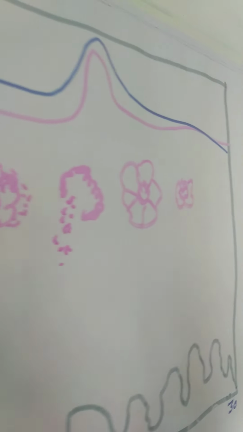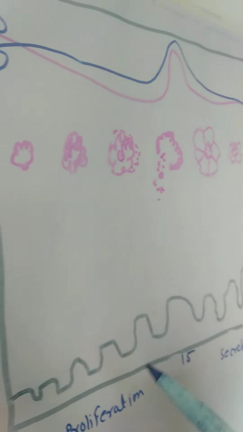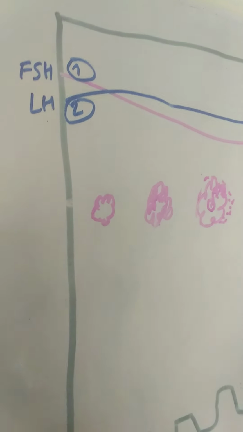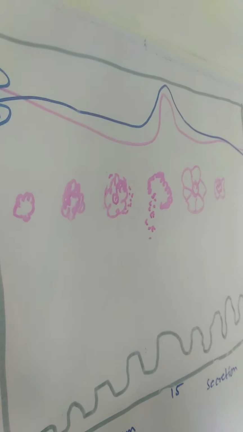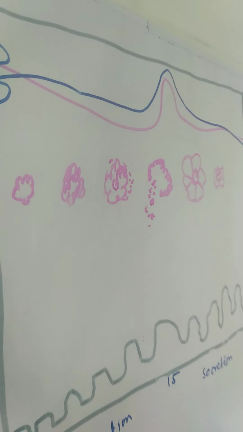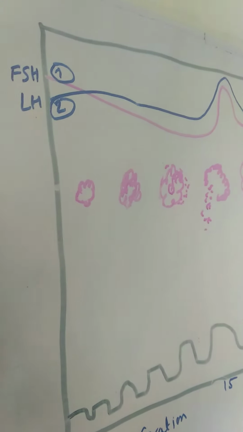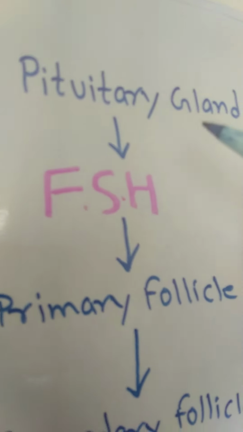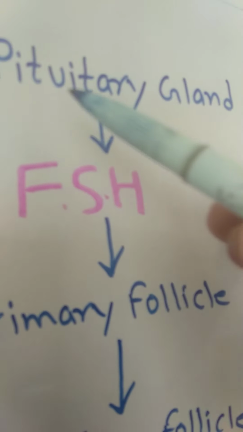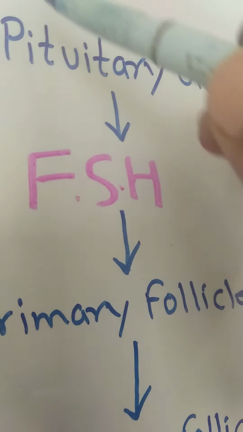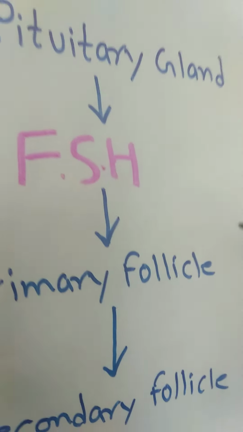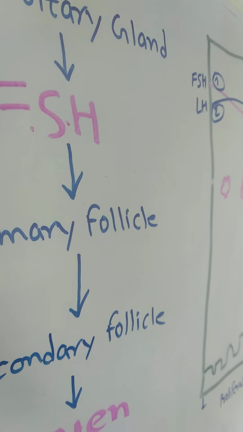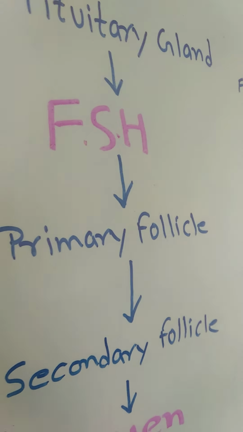See here, I have drawn one diagram that is based on the hormonal control of the menstruation cycle of a female. For students following this video in class 12, it is important. Here you can see the pituitary gland is the master gland of the human body, and it helps in controlling the secretion of several hormones during the menstruation cycle.